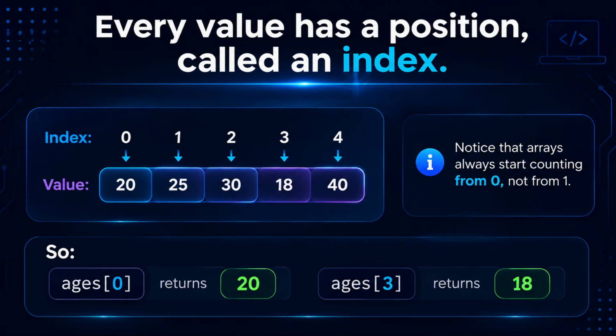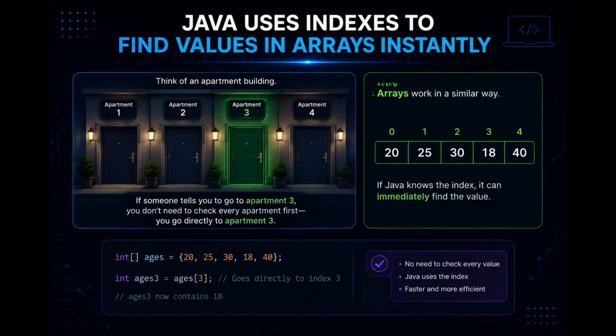Ages 3 returns 18. Think of an apartment building. Apartment 1, apartment 2, apartment 3, etc. If someone tells you to go to apartment 3, you don't need to check every apartment first. You go directly to apartment 3. Arrays work in a similar way. If Java knows the index, it can immediately find the value. That's one of the biggest advantages of arrays.